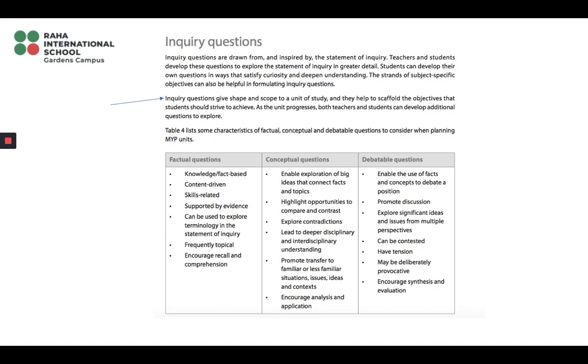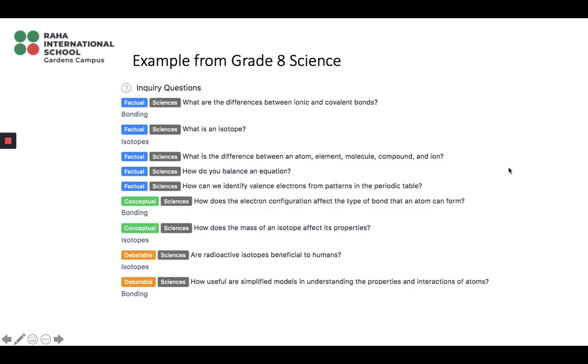Right, so coming back to aspects which make up the unit, the inquiry questions. There are 3 types of inquiry questions which teachers develop at the start of the unit: factual, conceptual, and debatable questions. So I'll just show you an example. In grade 8 science, we've got some factual: what is an isotope? It's pretty much just something that someone could Google, I guess. Conceptual: how does the electron configuration affect the type of bond an atom can form? So getting students to think more deeply about the concepts. And then debatable, getting students to analyze more deeply and look at things from different perspectives.